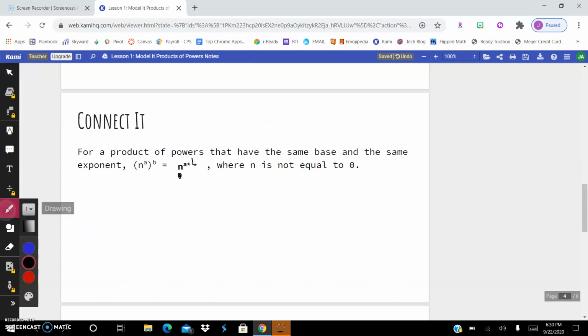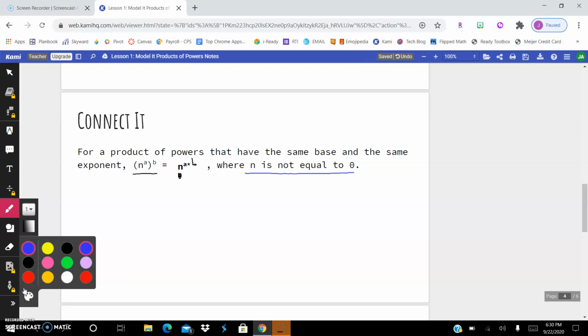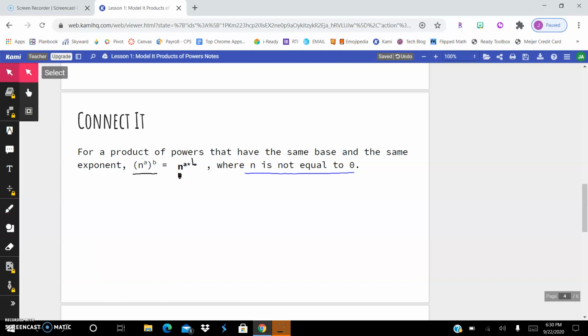This is just your generic rule: anytime you have the base raised to an exponent and then raised to a second exponent, you keep that base and you multiply the two exponents. The only time this does not work is when n would equal 0. So for this to be okay, n cannot be 0. Our base cannot be 0.